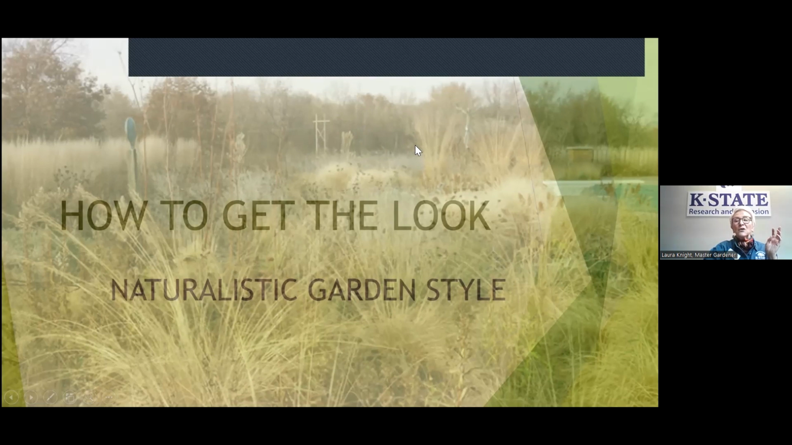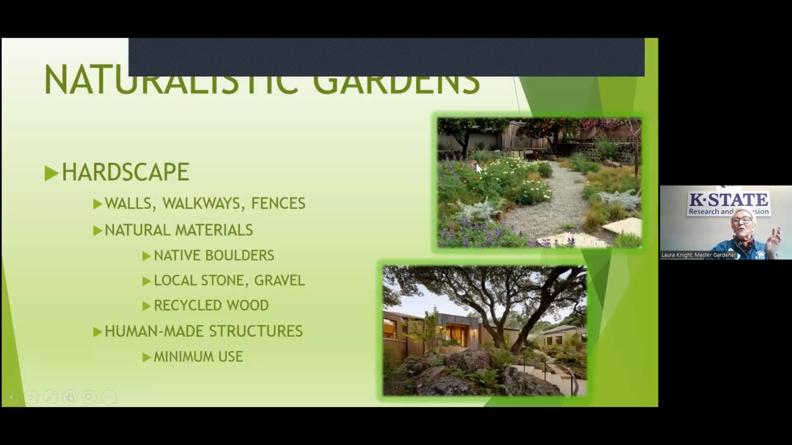How to get the look? Whether you have $100 or $1 million, use natural materials, native boulders, local stone or gravel. Gravel gardens are natural gardens, and they are really hot stuff. Look into gravel gardens. Use recycled wood.